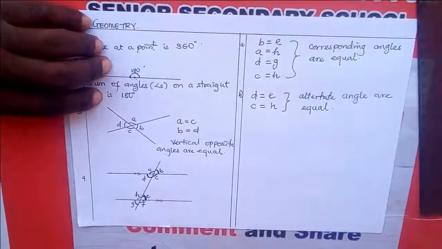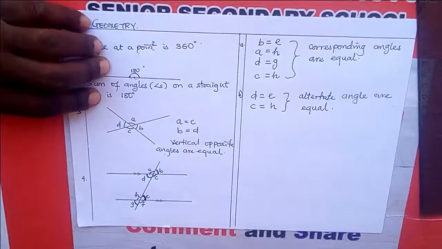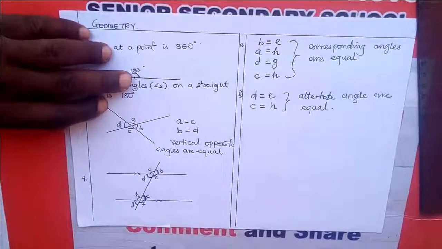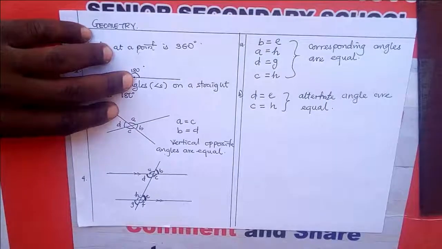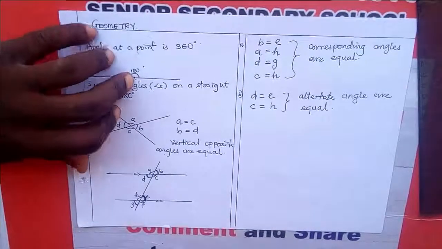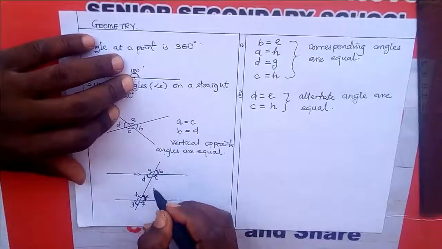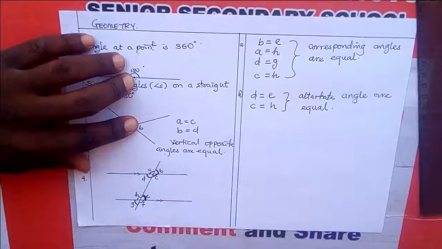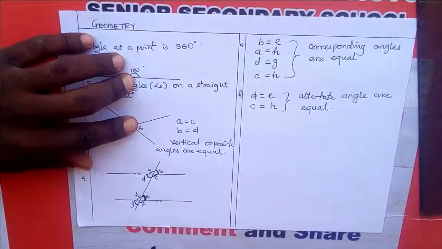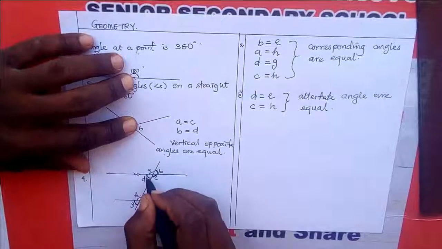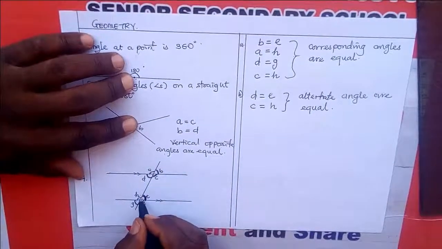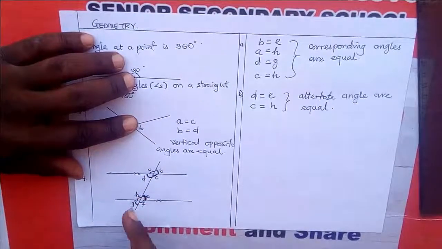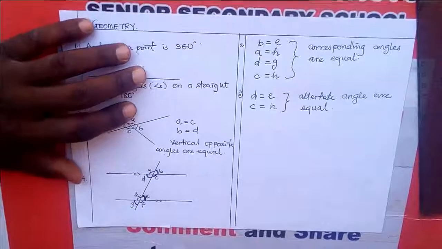We are going to talk about adjacent angles. Two angles are said to be adjacent if they have a line they are sharing in common. So this C and E are adjacent angles of a parallelogram. The same thing, this D and this H, they are adjacent angles of a parallelogram.